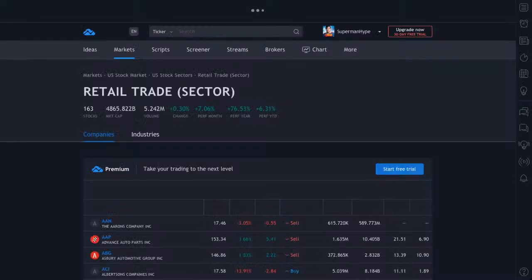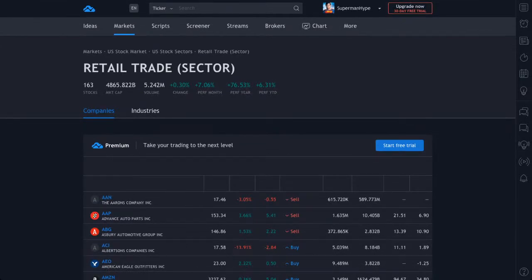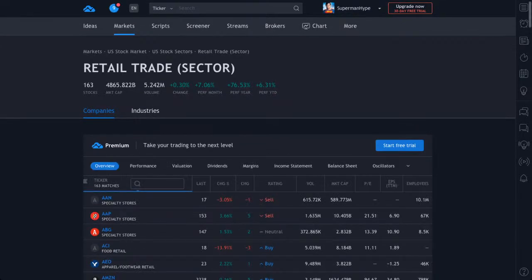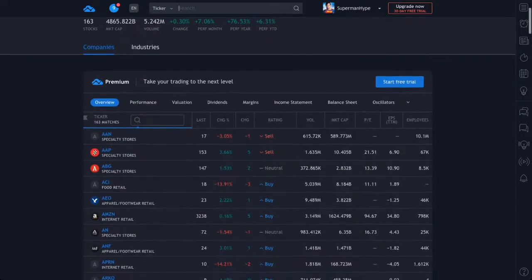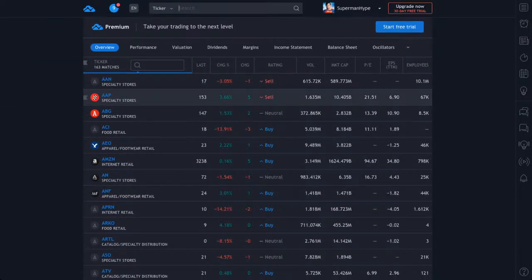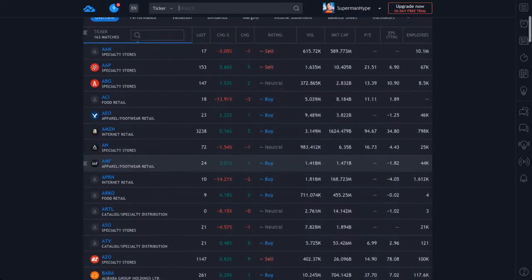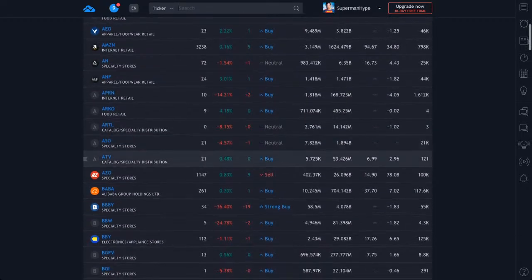So retail sector, it's got 163 stocks in it. The market cap of all these 163 is 4.8 trillion basically, 4,865 billion. And it gives you the volume, the percentage change, and performance of this particular sector. Okay, so it's got all the companies that are in this group, a lot of specialty stores, lots of, I'm just seeing if there's many big names.